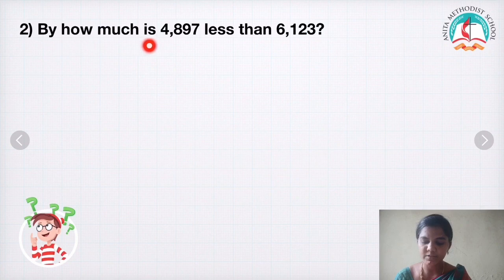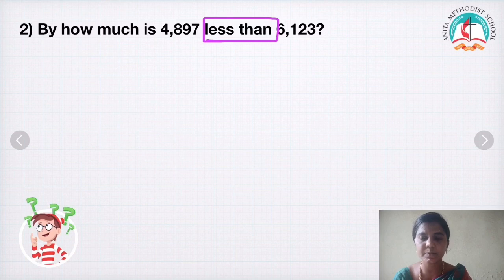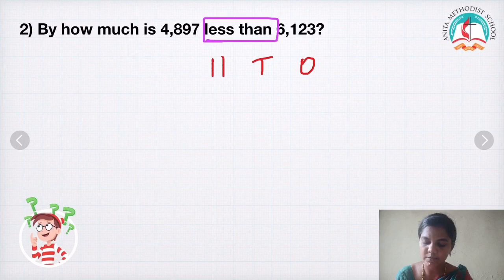By how much is 4897 less than 6123? Okay, so here which is the keyword? Less than is a keyword. Here less than represents subtraction. Okay, so first we need to write the place values: ones, tens, hundreds and thousands.